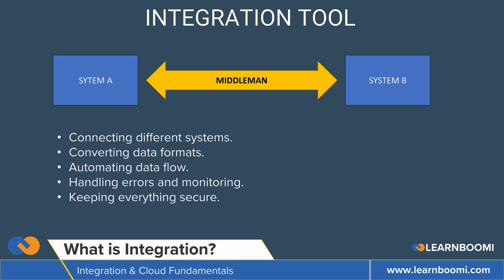Next is automating the data flow. Without integration, what happens? People manually enter the data. Emails are sent with attachments, spreadsheets are exchanged, and the team wastes hours on repetitive, manual work. With an integration tool, the data moves automatically. The processes run in the background. No one needs to manually type anything. The automation reduces errors and speeds up the execution process. I'll give you an example. When a new employee joins, the HR system sends the data to the payroll system.